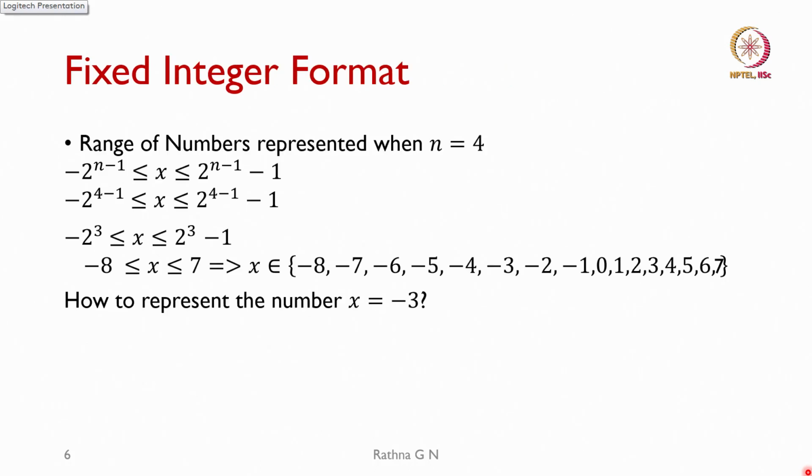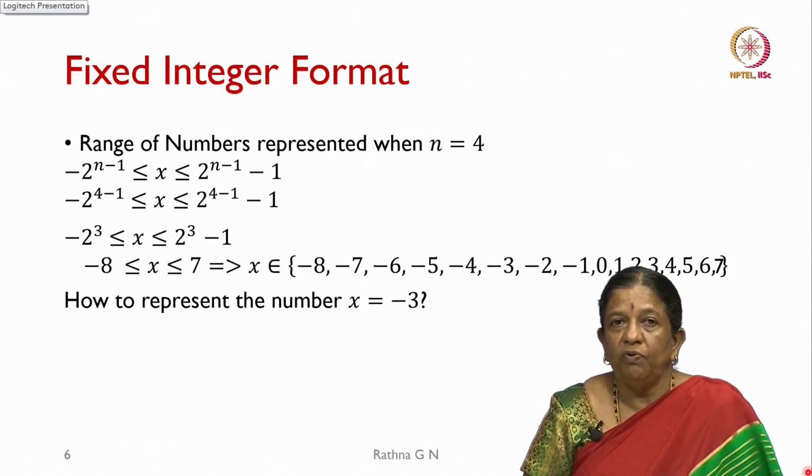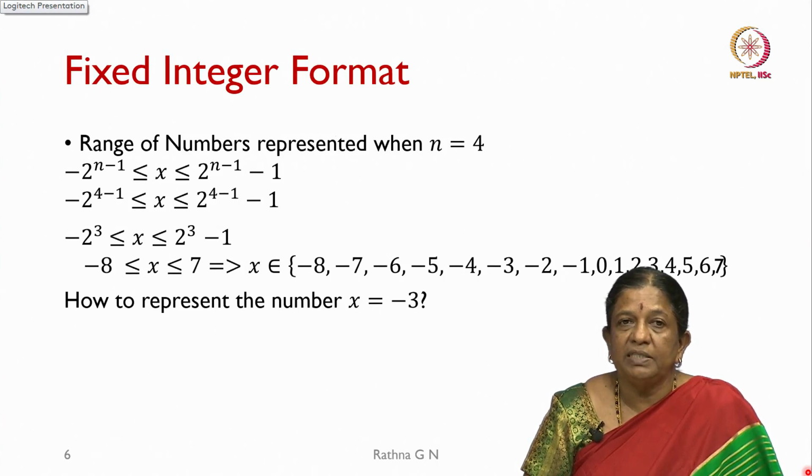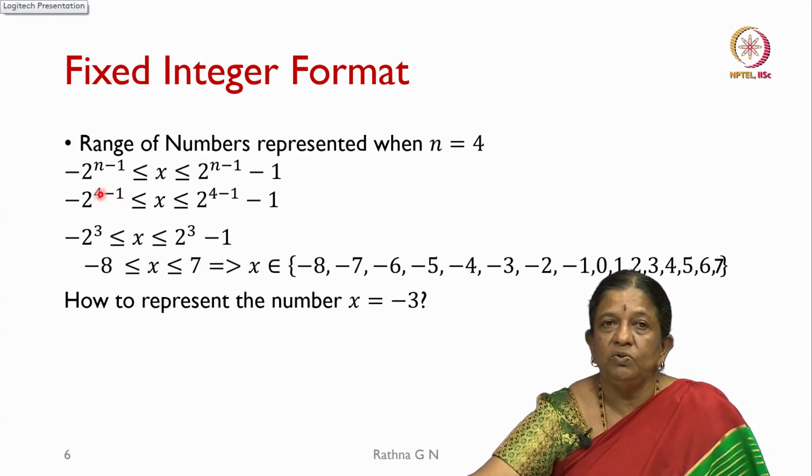Next, we have to represent this number in integer format. We know that when n is equal to 4, the values I can represent in integer format are minus 2 power n minus 1 less than or equal to x less than or equal to 2 power n minus 1 minus 1. In this we have substituted n equal to 4. If we substitute in the next line, we get minus 2 to the power of 4 minus 1 to 2 power 4 minus 1 minus 1.